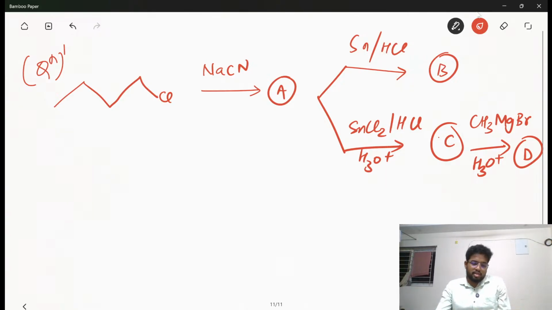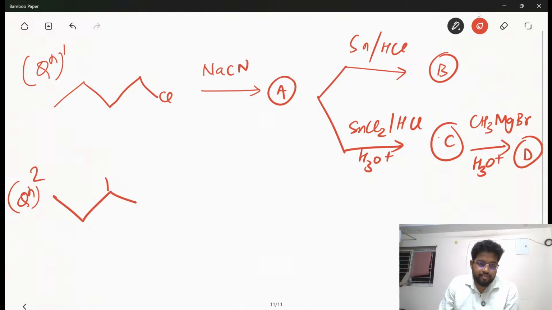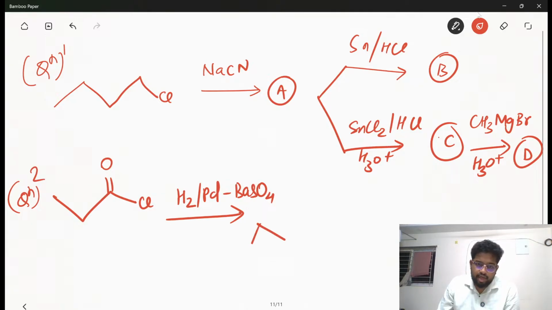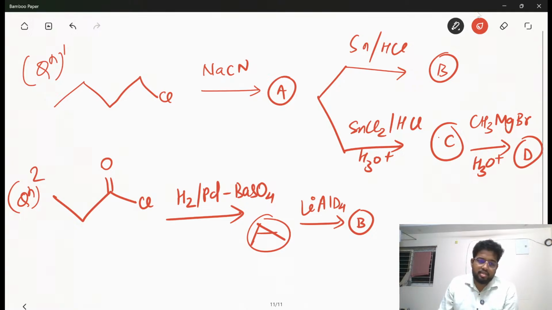I know you know about Grignard's reagent. Now the next question, a relatively simpler one for all of you, is treating with H2, Pd/BaSO4. See what you will get as your A. After getting that A, I am treating with LiAlD4 and giving B. Think, answer. Think a lot. Try to answer.